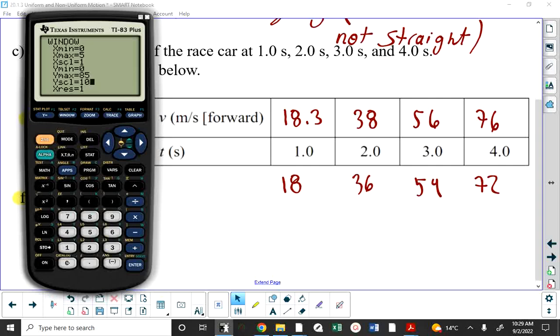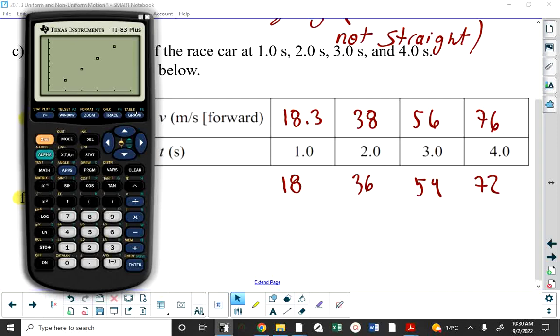So I've entered my speeds and times in L1 and L2. I've turned my stat plot on, I've set up my window settings. Boom. Does that look linear to you? Oh, not that. Let's get rid of that. That's the old equation. Does the data look linear to you?